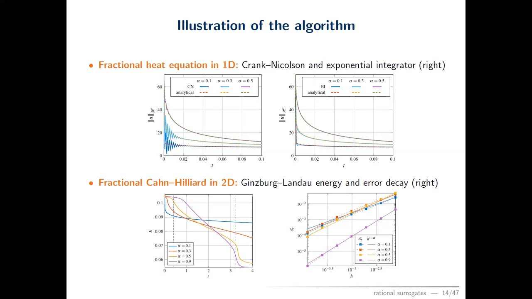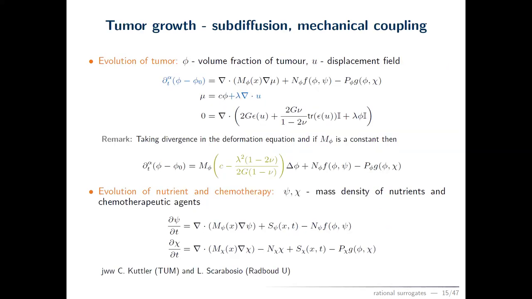And you just see here the energy decay of the Cahn-Hilliard, so the Ginzburg-Landau energy decays, and then you see also here an error decay with respect to delta T. That's perhaps not of the biggest surprise.